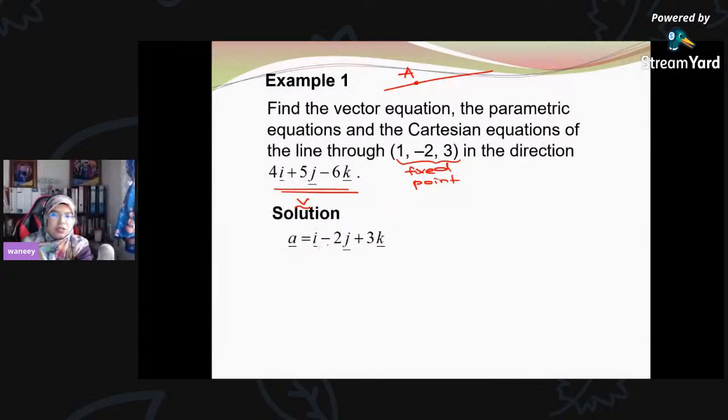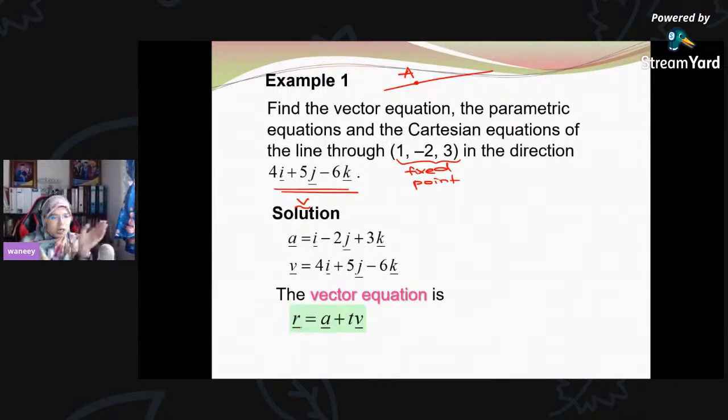So A is equal to i minus 2j plus 3k. V is 4i plus 5j minus 6k. So the vector equation of the line: r is equal to A plus tV. Okay, so r will stay as r, and then A, you got to substitute the A. t will stay as t. That is a parameter. If you don't like t, you can use another letter for them. You can use lambda, you can use gamma, you can use mu, nu, whatever you want to use.